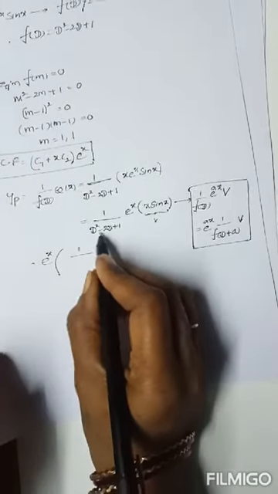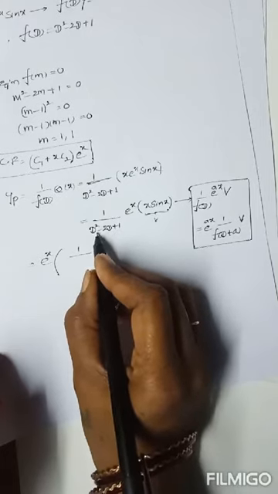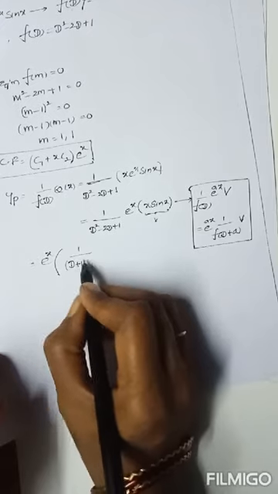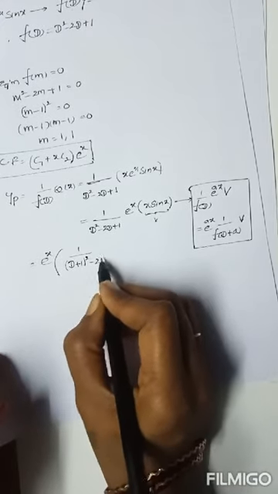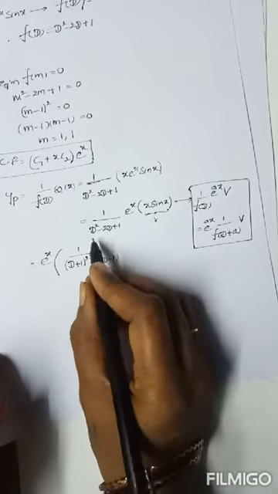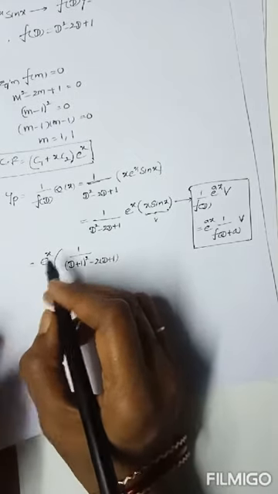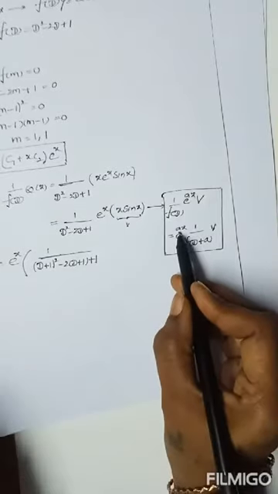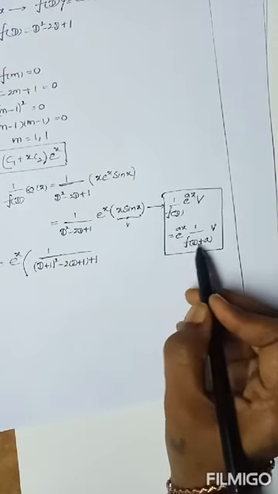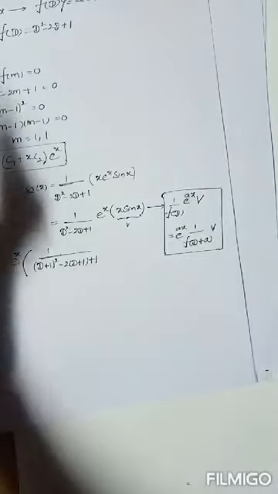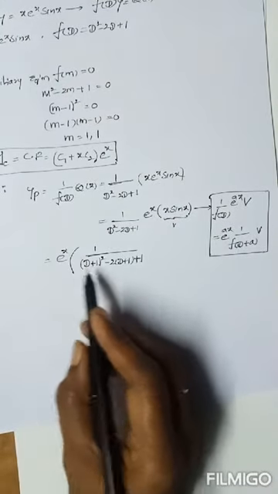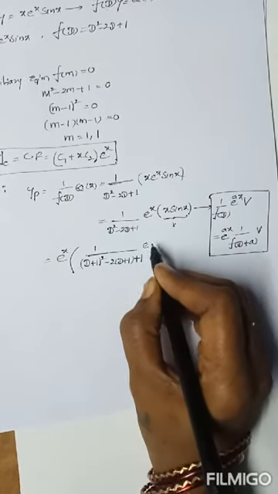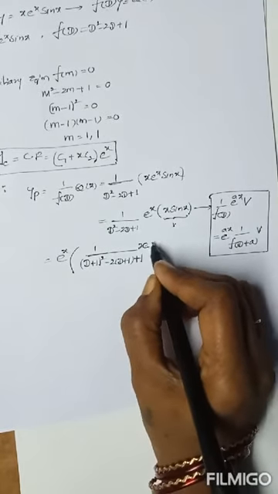One more step: the operator can be written as a square plus b square plus 2ab, so instead of that, D plus 1 whole square minus 2 into D plus 1, plus 1. Every D is replaced by D plus a. Here a is 1, the coefficient of x in the exponent is a, so D is replaced by D plus a, where a is 1, into e power x already taken out, x into sin x.